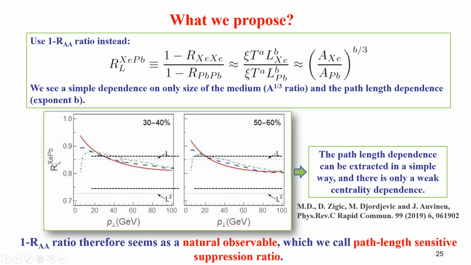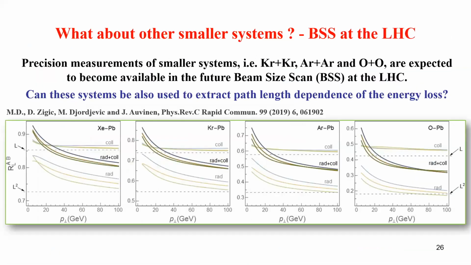We see that this path length dependence can be extracted in a simple way, and there is almost no significant centrality dependence when we go from one centrality to another one. So from this, we conclude that 1 minus RAA seems a natural observable, which we can call the path length sensitive suppression ratio. So then we can ask, yes?